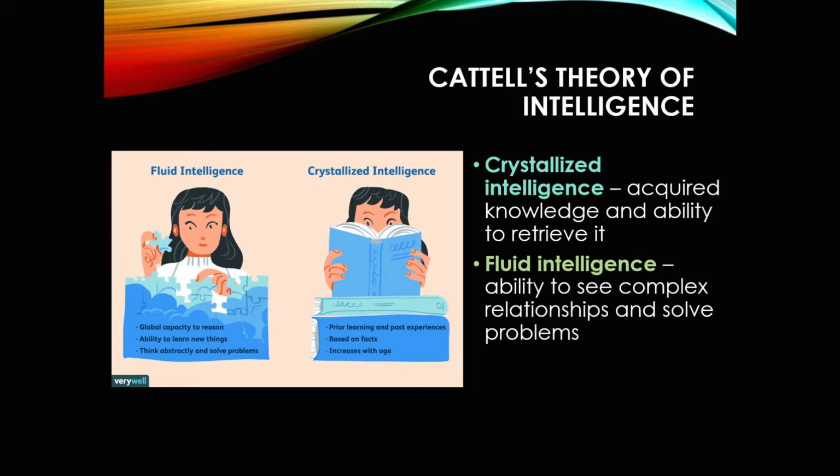Crystallized intelligence, we would think, okay, there's a paint can, I can hold paint in it, right? You know what a paint can typically does. It takes that fluid intelligence, the ability to see relationships and problem solve, which is more of a way of thinking versus more of a storage of information.